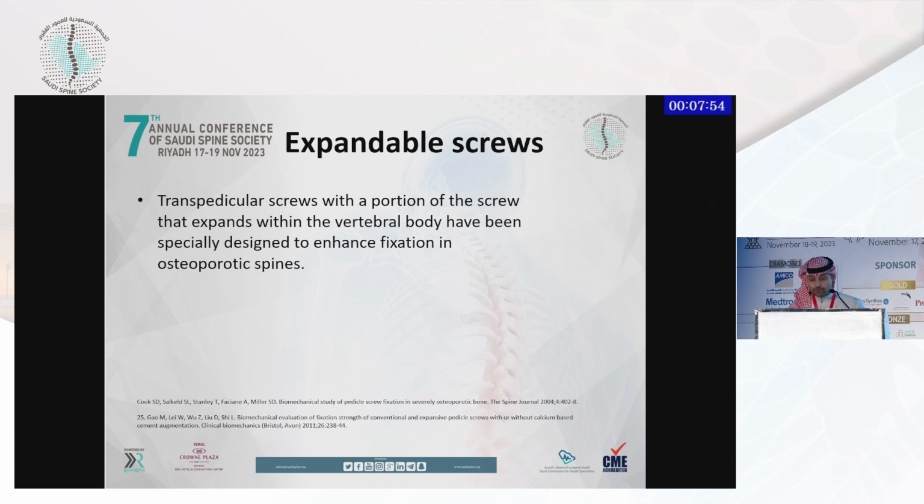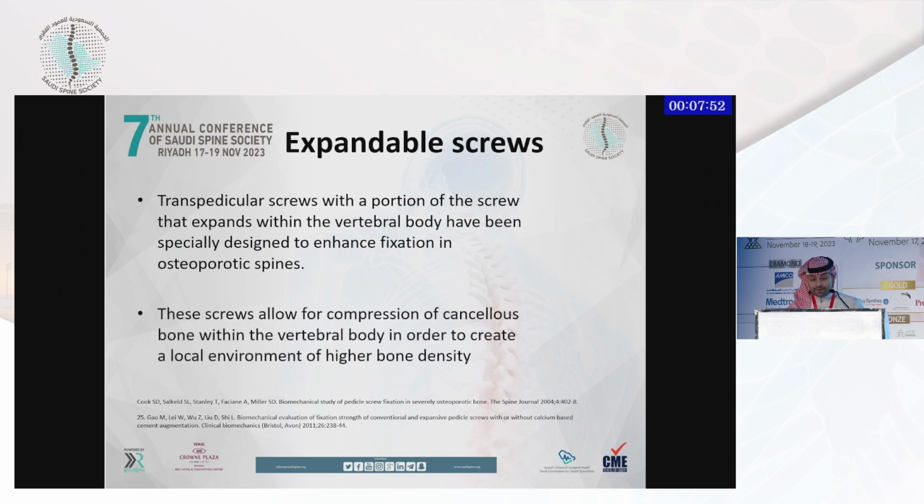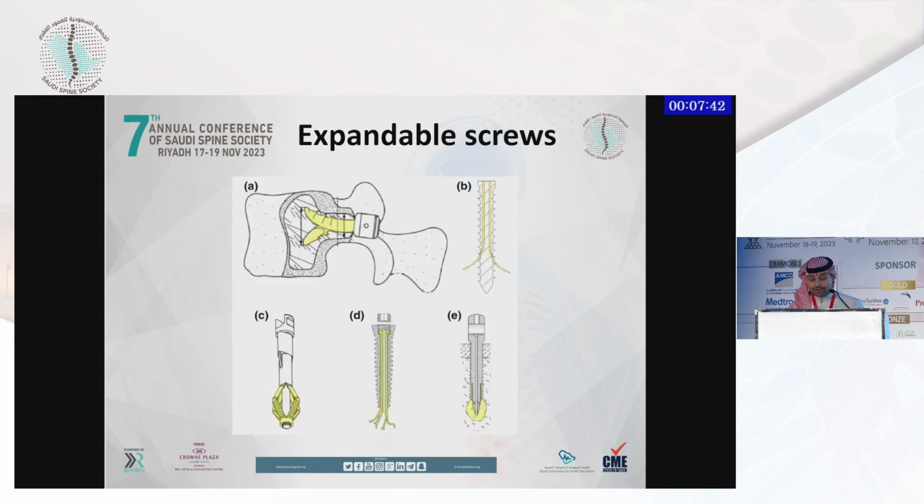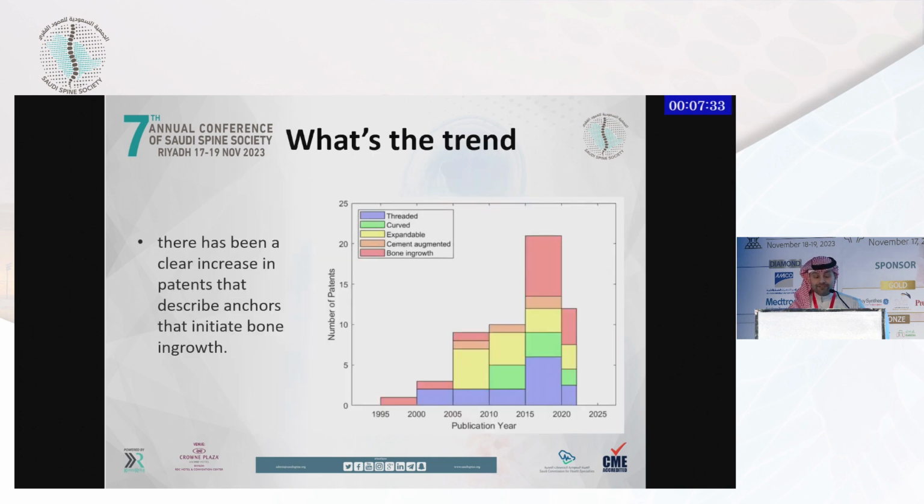Expandable screws, I've never seen one or used one, but these screws allow for compression of the cancellous bone within the vertebral body, which creates a better, higher bone density around that screw. You can see some side expanding blades and different shapes used in that technique. So what's the trend lately? If you look at the publications, there has been an increase in the described anchors, mainly using bone ingrowth or hydroxyapatite screws in the last decade.